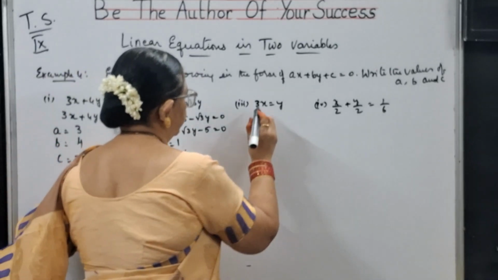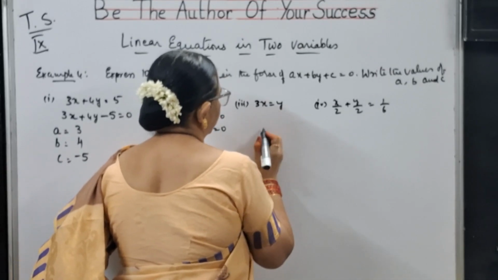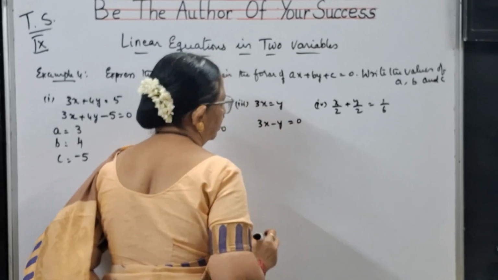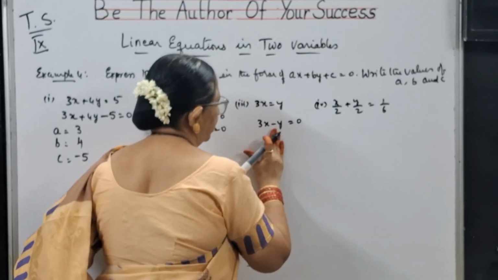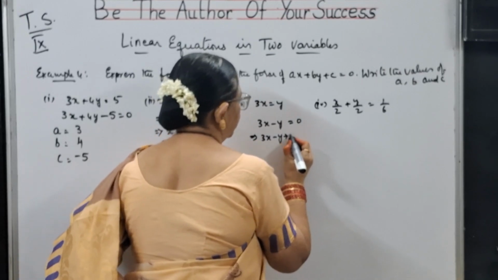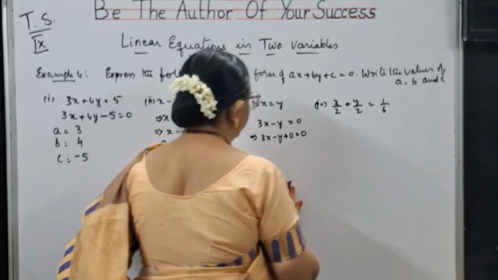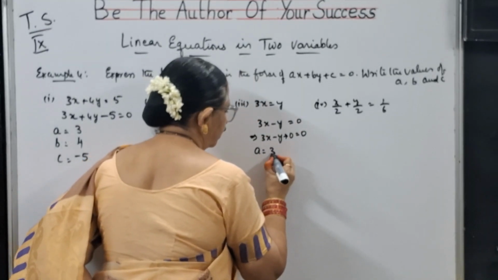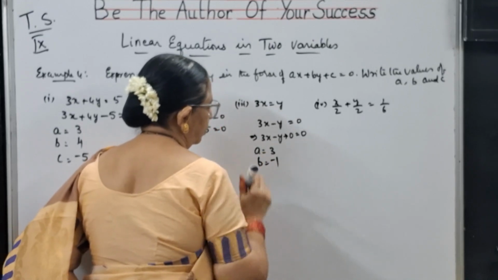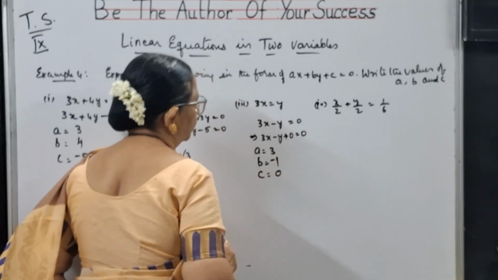Now go to the third problem. 3x plus y, 3x is equal to minus 5. That means what? 3x minus y is equal to 0. So actually it is ax plus b only. What does this imply? 3x minus y plus 0 is equal to 0. That means in the place of c, you have to keep 0. So what is a? A is equal to 3. B is equal to minus 1. No number means 1 you have to take, and c is equal to 0.